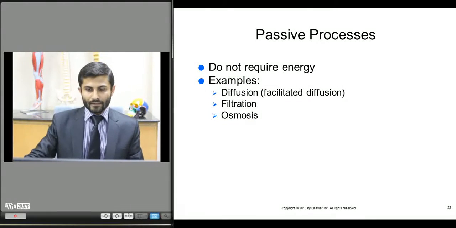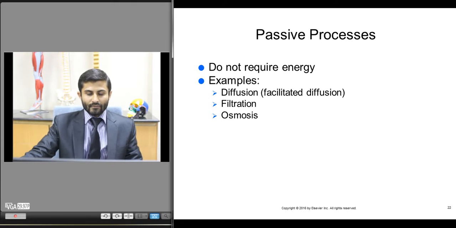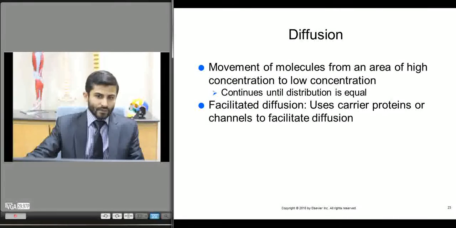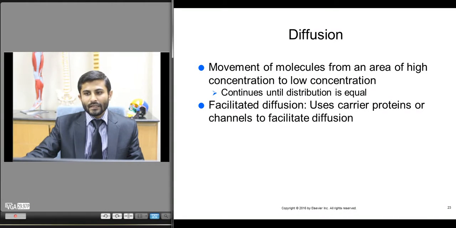Now, if you look at the passive processes, they do not require energy. For example, the diffusion, which is sometimes referred to as the facilitated diffusion, the filtration and osmosis. Let's talk about diffusion. Movement of molecules from an area of high concentration to low concentration. So the concentration gradient plays a vital role. It continues until the distribution is equal, and sometimes there can be facilitated diffusion, which uses a carrier protein or channels to facilitate the diffusion.